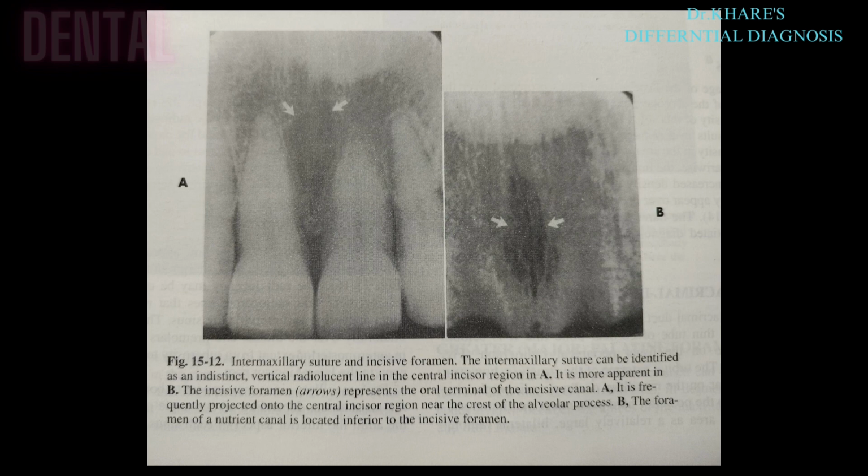The incisive foramen which is shown by the arrow represents the oral terminal of the incisive canal. It is frequently projected on the central incisor region near the crest of alveolar process. The foramen of nutrient canal is located inferior to the incisive foramen.